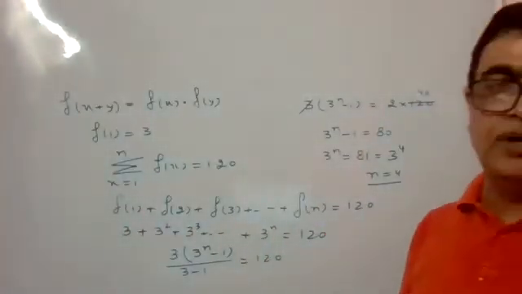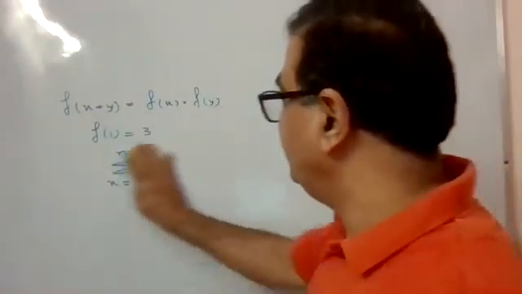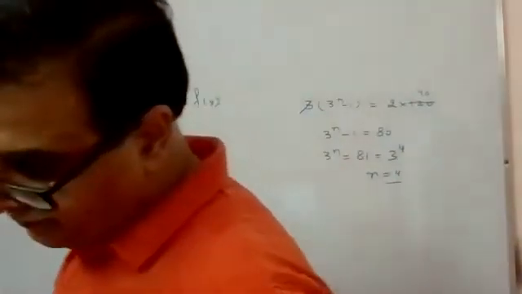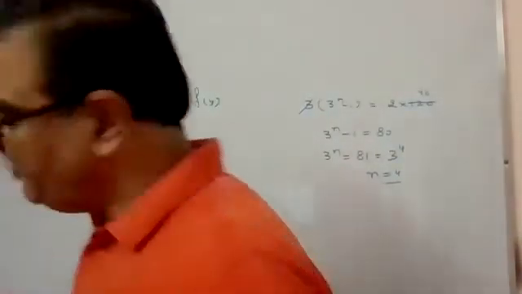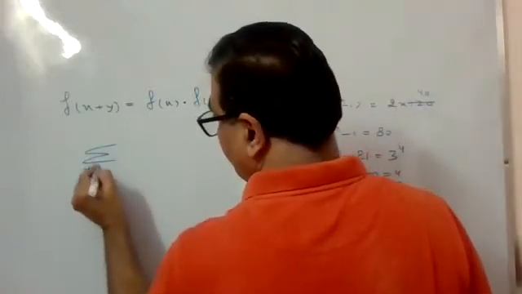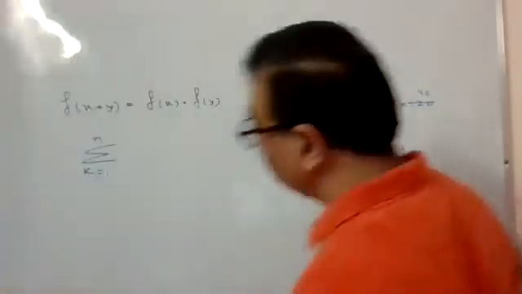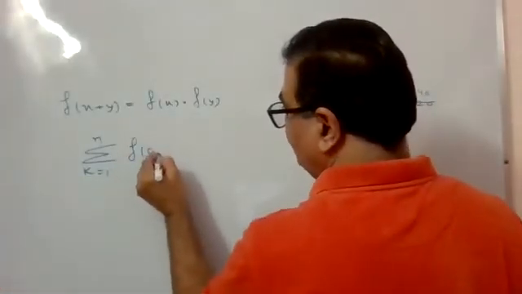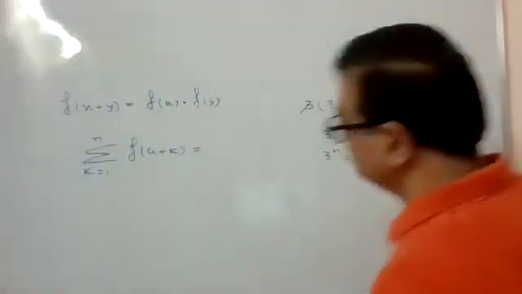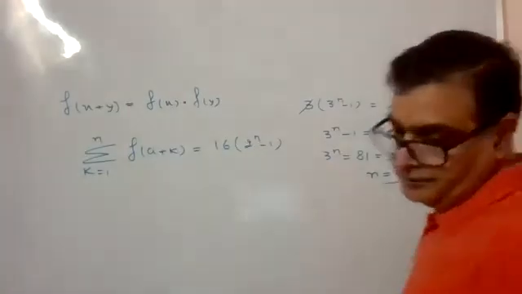Find the natural number a for which the summation k is equal to 1 to n of f of a plus k equals 16 times 2 power n minus 1.